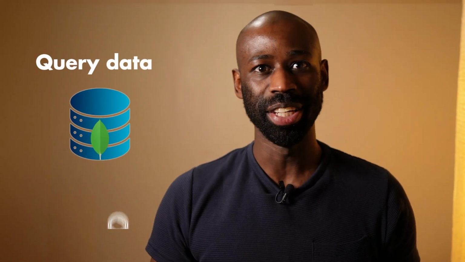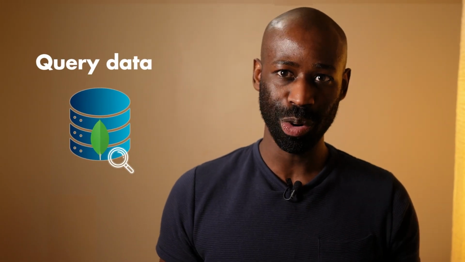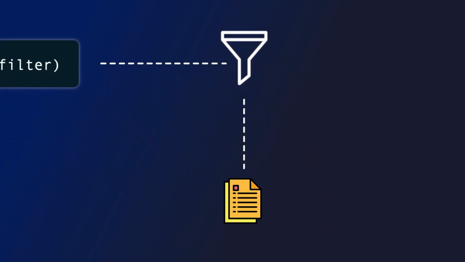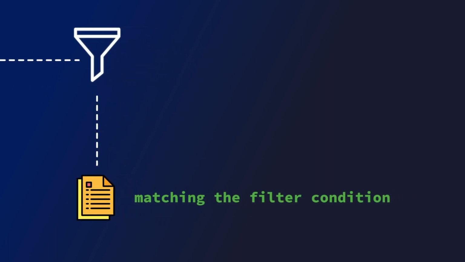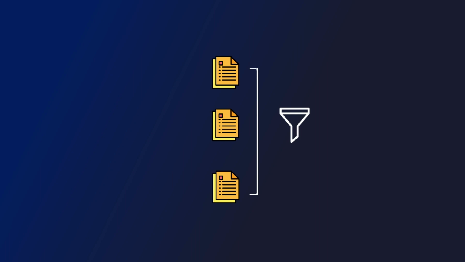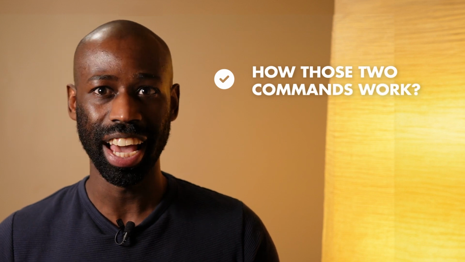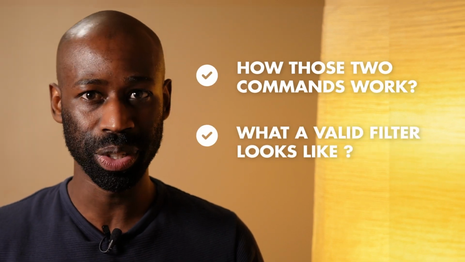To query data in a MongoDB database using MongoSH, you can use the command findOne. It takes a filter parameter and returns the first document matching the filter condition. But if you want to find multiple documents matching the filter, you can use the find function instead. In this video, I'll briefly explain how those two commands work and what a valid filter looks like.